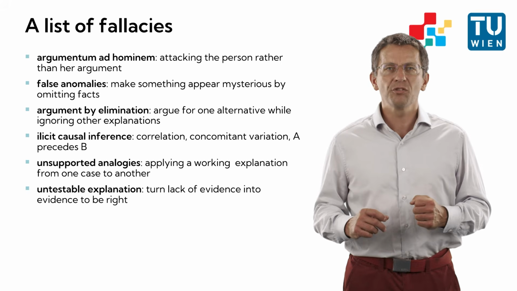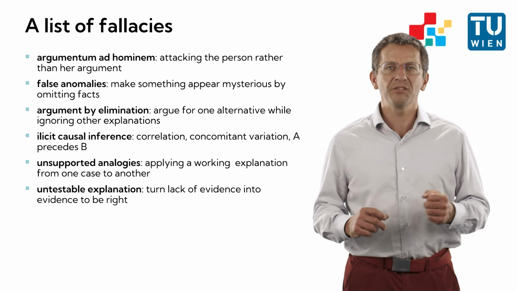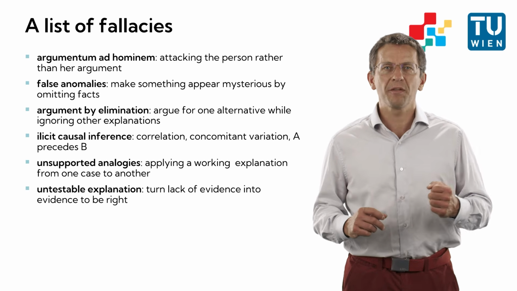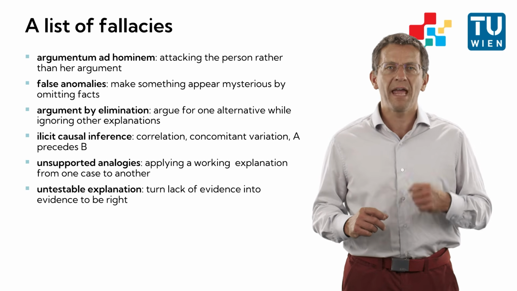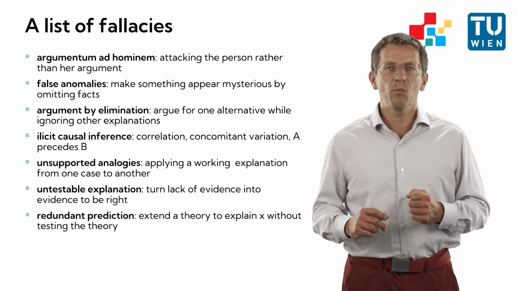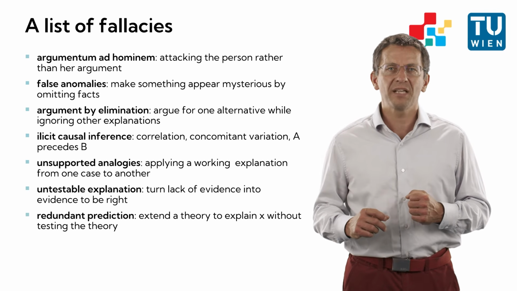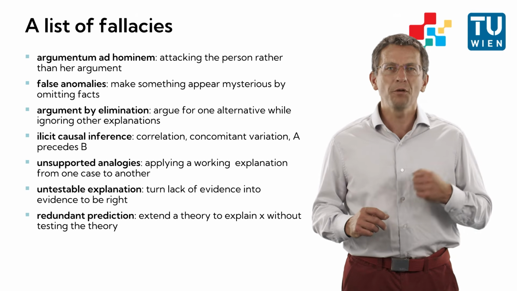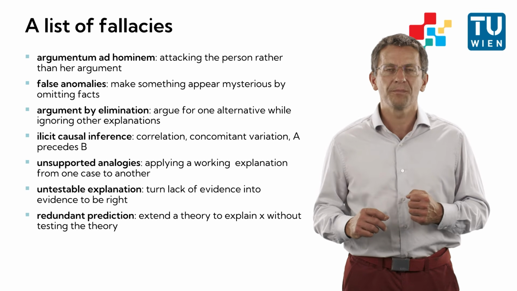Untestable explanations turn lack of evidence into proof. For example, claiming that a system is secure because no breaches have been reported, ignoring the possibility that attacks simply haven't been detected. Redundant prediction extends a theory without testing it. For example, saying, "Our algorithm is best because it follows known principles," without benchmarking it against alternatives.